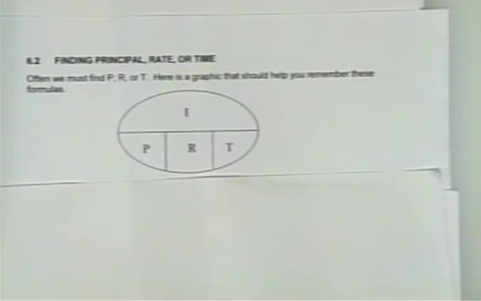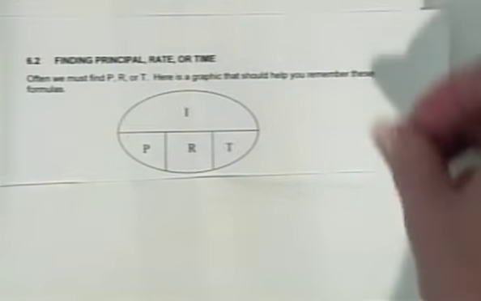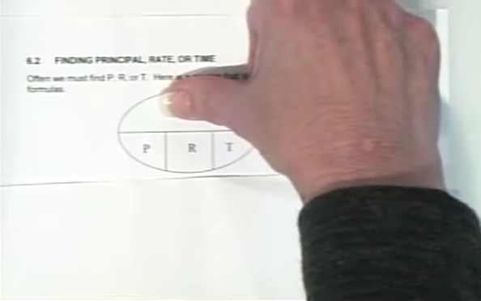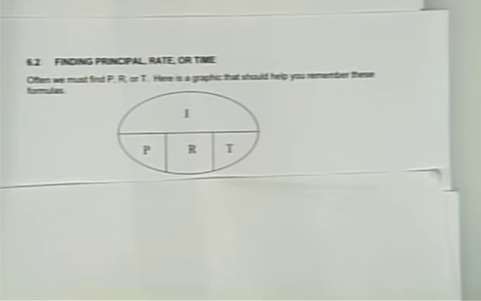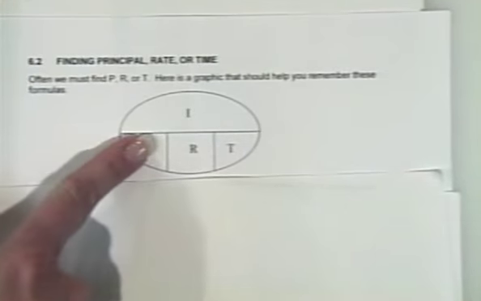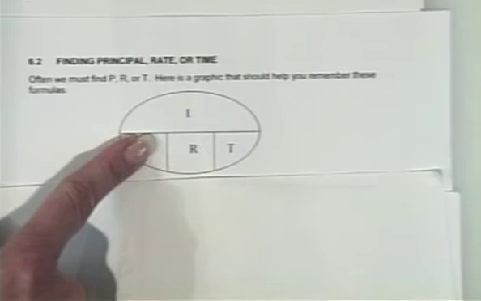But at the top of this page it says I, and then it's got PRT, and if you can visualize that, it will really help you when we come to the formulas for things other than interest. When I'm looking for interest, I cover the I, and the formula is P times R times T. Is that okay? If I need to find the principal, I'm going to put my finger on P, and it's I divided by R times T. Is that one making sense? Do you see it? Great.